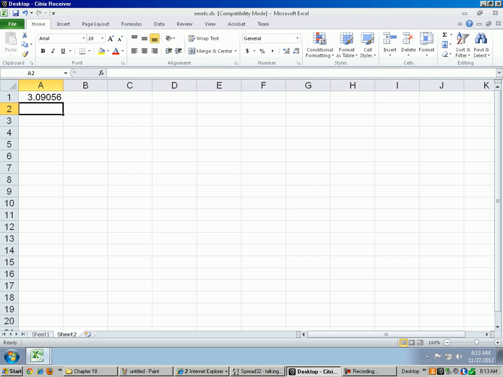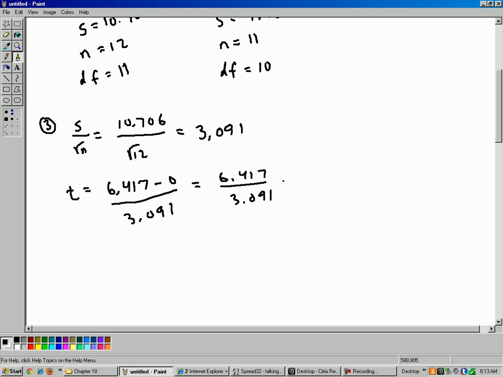Okay, equal sign 6.417 divided by 3.091 equals 2.076. Probably that means reject. Anytime your t or your z is greater than 2, it probably means reject. But let's look up on the table.